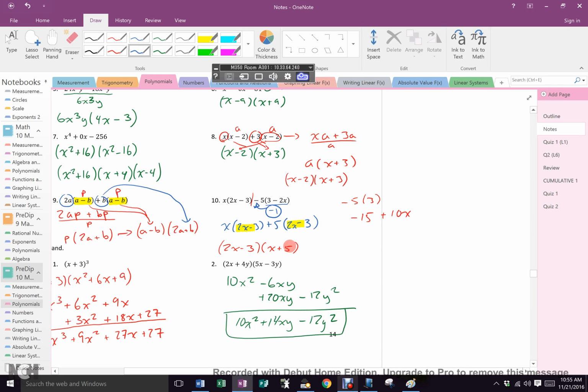Okay, now watch. After I do my little move there of dividing by 1, I have 5 times 2x minus 3, don't I? What's 5 times 2x? It's positive 10x, right? And what's 5 times negative 3? Negative 15. Negative 15 and positive 10x. See how I get the same thing?